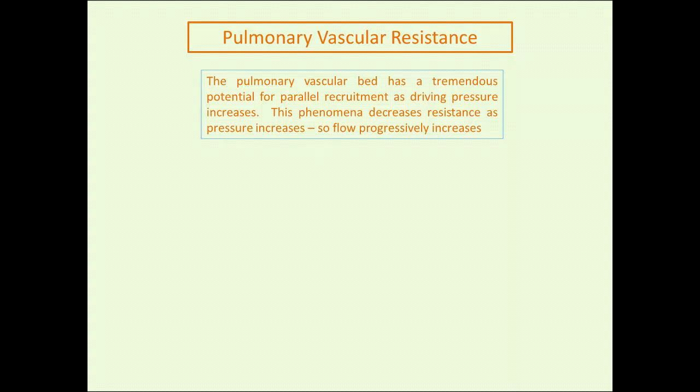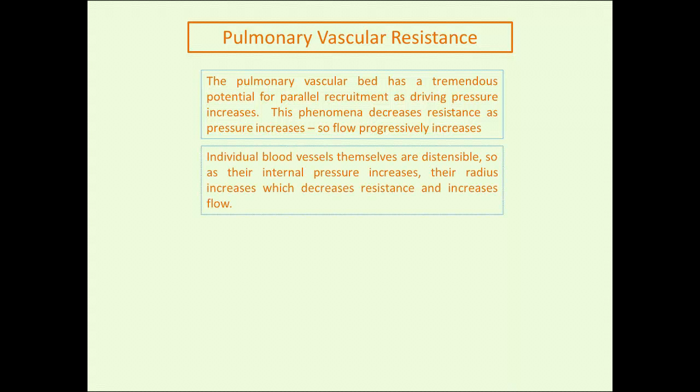So the pulmonary vascular bed has a tremendous potential for parallel recruitment as driving pressure increases. This phenomenon decreases resistance as pressure increases, so flow progressively increases. So there's not a linear relationship here. It's actually an exponential relationship. And then individual blood vessels in the pulmonary tree are themselves distensible, so that as their internal transmural pressure increases, their radius increases, which then decreases the resistance and then exponentially increases flow.